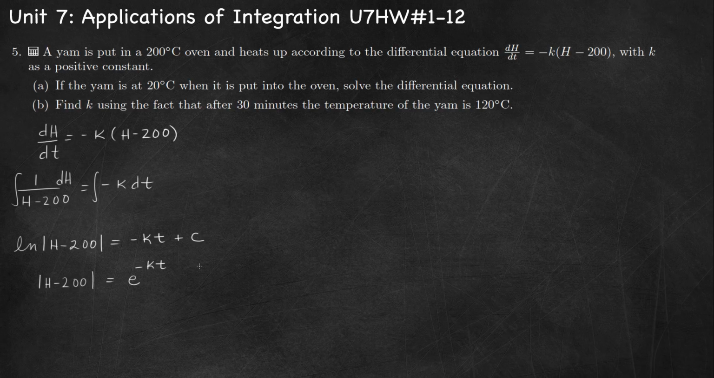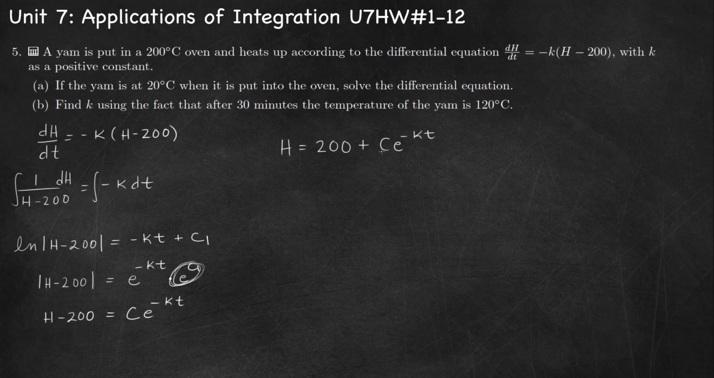Adding a plus c in the exponent, I can split this up and make it times e to the c, which just becomes a new constant. So that's going to be c e to the negative kt. And then when I drop my absolute value on h minus 200, I get a plus or minus on the right-hand side, but that gets absorbed into my constant term as well. So I have h minus 200 equals c e to the negative kt. And then I would add 200. So my general solution, h equals 200 plus c e to the negative kt.